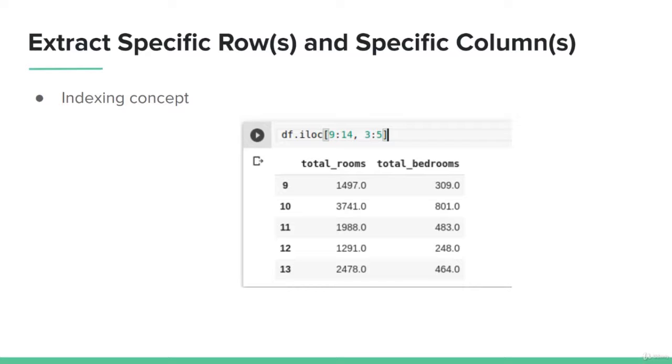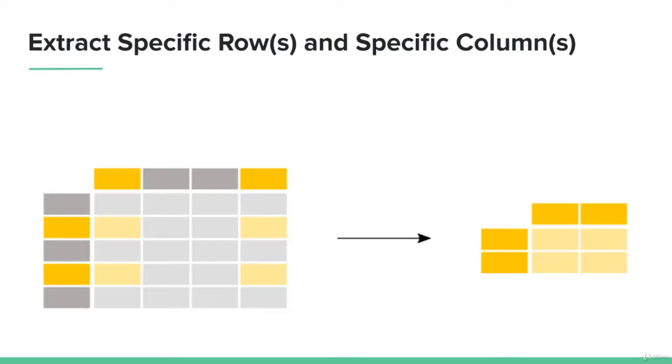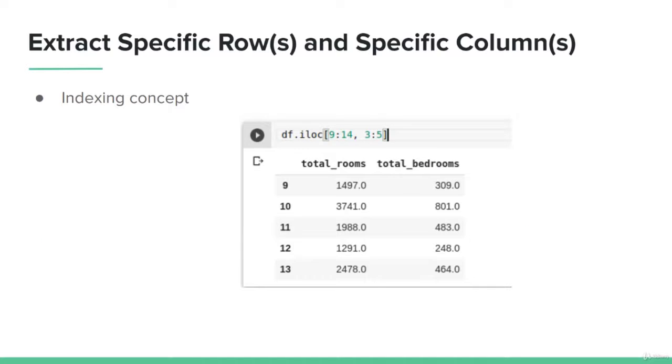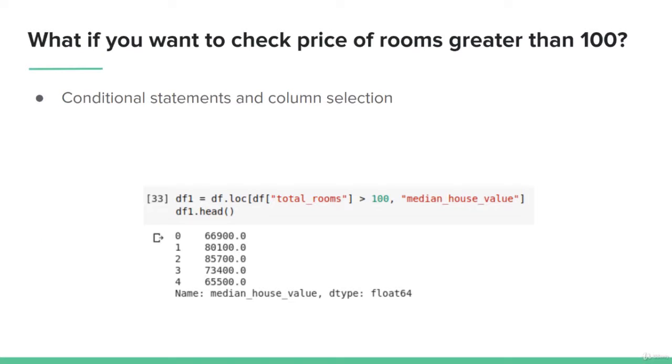So we need to use those indexing properties to extract information from the specific columns and rows. Now we have selected rows 9 to 13 and columns 3 and 5. So in this way we have a data frame that only contains information of these two particular columns and these rows. Okay, so let's look at this particular example.